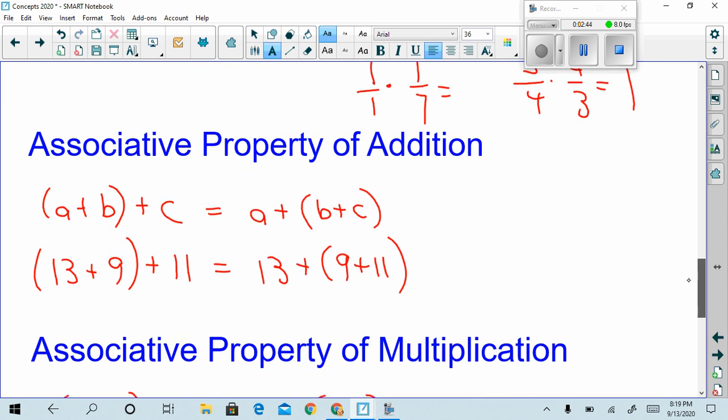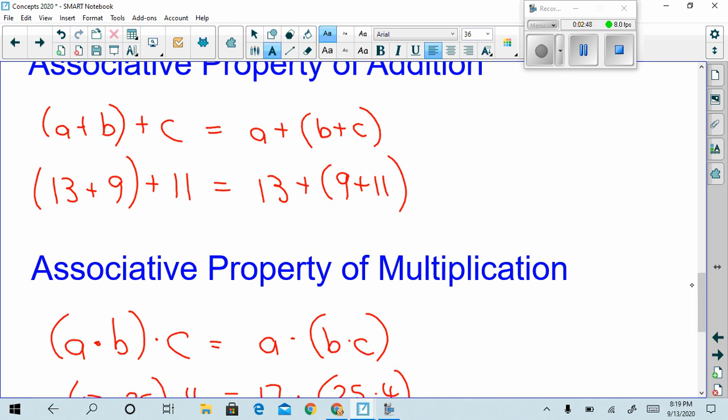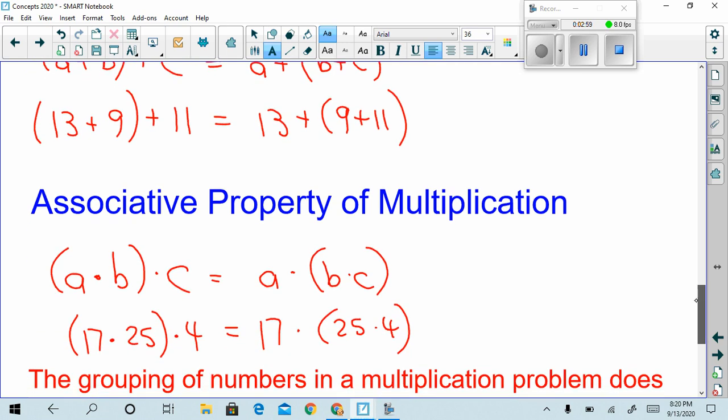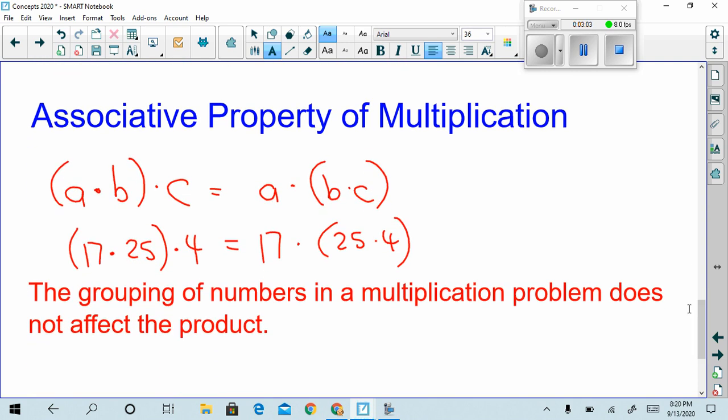Then we go into the associative properties of addition and multiplication, which tell us that the numbers don't change position, but the groupings or parentheses do. And that helps us with mental math, and we'll go over those in class as well. And the same is true for multiplication. So the grouping of numbers in multiplication problems does not affect the product.